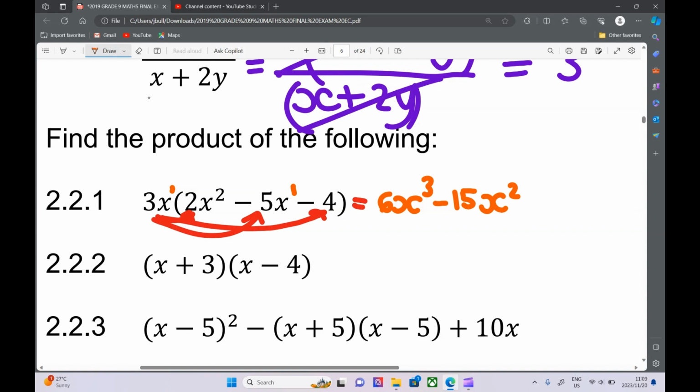And then 3x times negative 4. So 3 times negative 4 is negative 12, and we keep the x. Okay, that's as far as we go. They just want the product, so they just wanted us to multiply out.